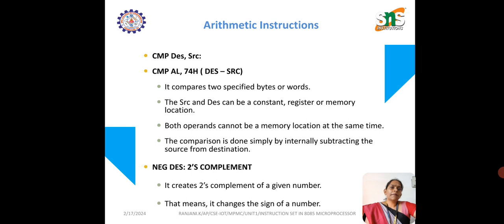Next is your compare, that is CMP AL, 74H, where the value 74H is compared with the value that is stored in the accumulator. It compares two specific bytes or words. Here in this example, the SRC and DEST can be a constant, a register or a memory location. Both operands cannot be memory locations at the same time. The comparison is done simply by internally subtracting the source from the destination.